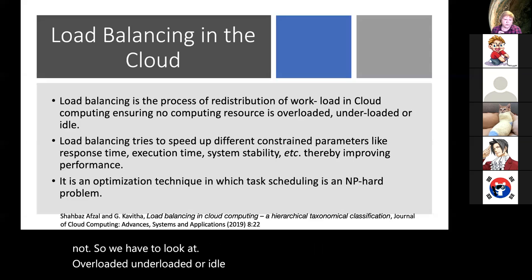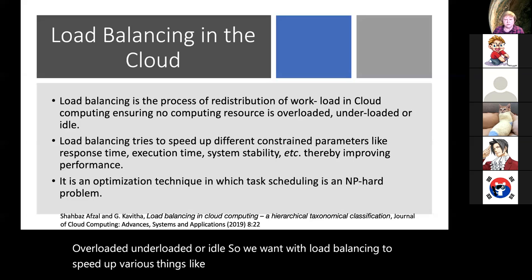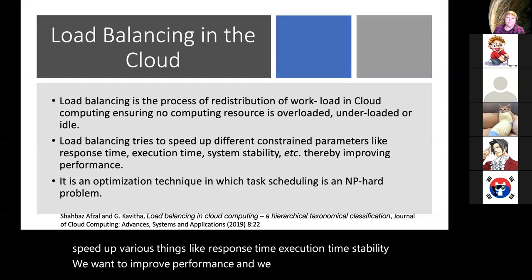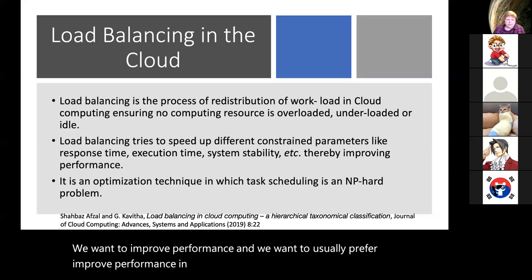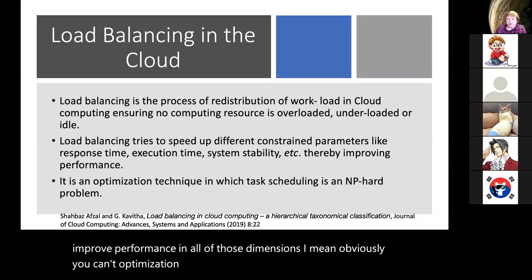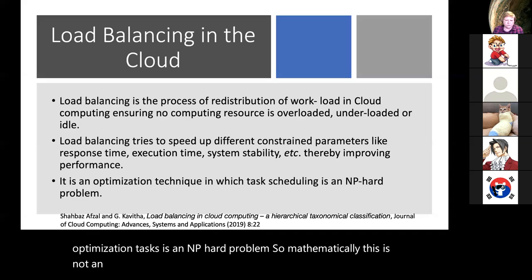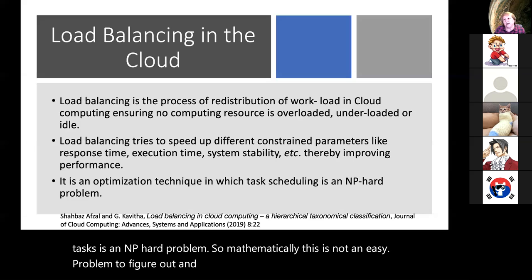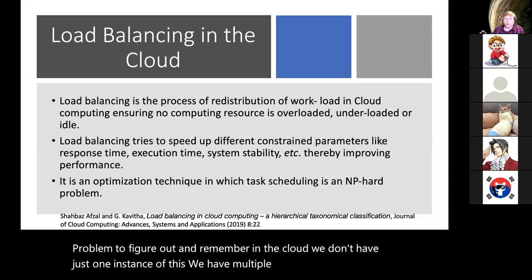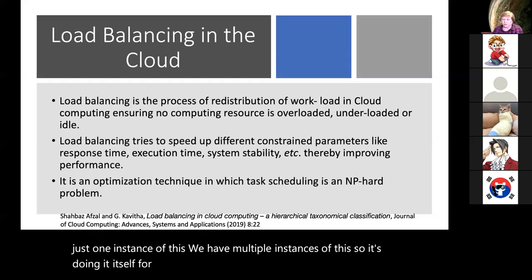So we want, with load balancing, to speed up various things like response time, execution time, and stability. We want to improve performance, and usually we want to improve performance in all of those dimensions. I mean, obviously you can't. Optimization like this, because this is an optimization task, is an NP-hard problem. So mathematically, this is not an easy problem to figure out. And remember, in the cloud, we don't have just one instance of this. We have multiple instances of this. So it's doing it itself for its own resources, but it's also doing it for you.